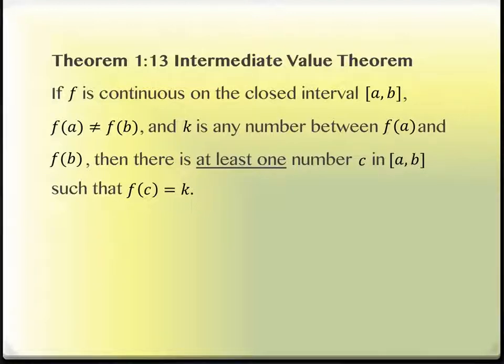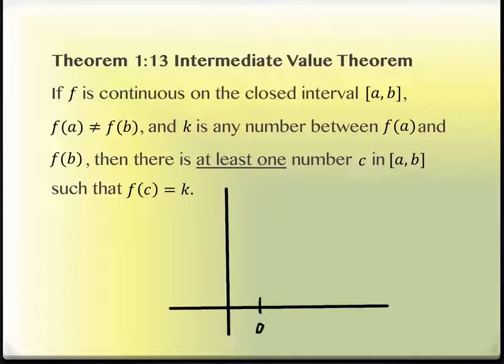If f is continuous on the closed interval [a, b], and the two endpoints are not equal, f of a does not equal f of b, and k is a number in between f of a and f of b, then there's at least one number c in the interval [a, b] such that f of c equals k. So that was a lot of symbols to show you something that you would go, oh yeah, well of course.